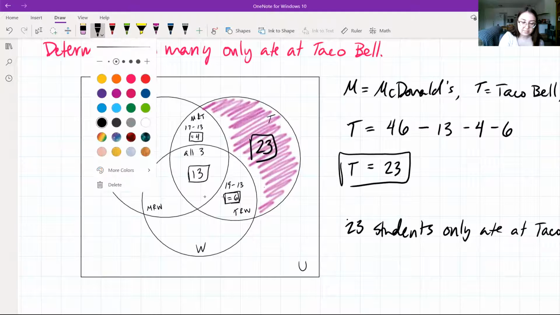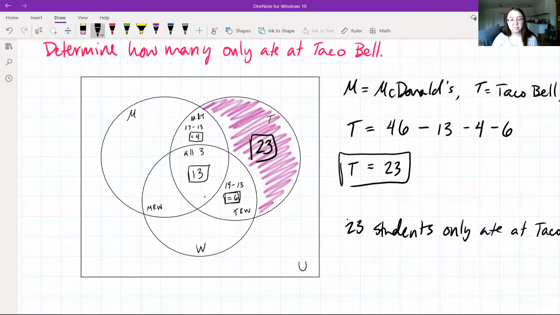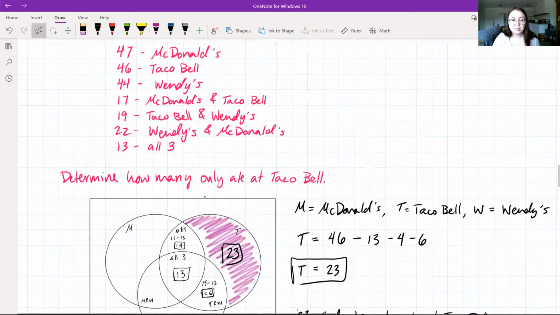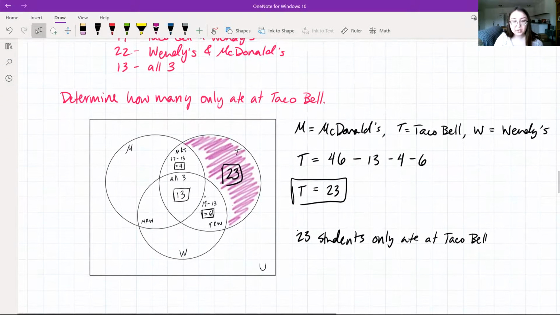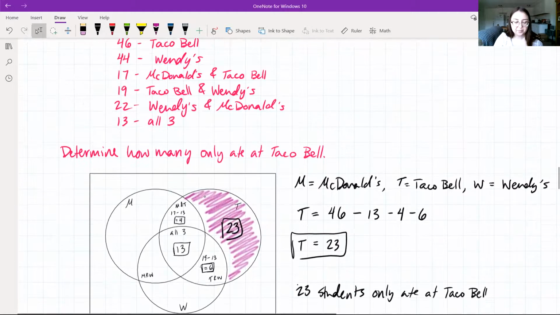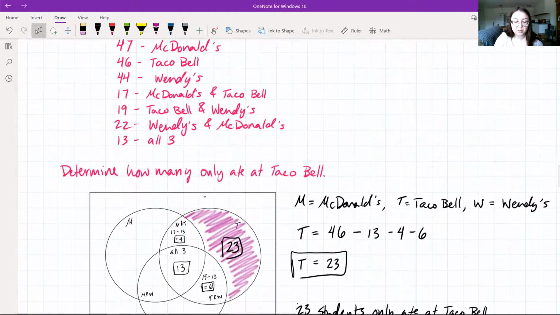So, we do the same thing as before. Let's start with McDonald's. We know 47 people ate at McDonald's. We already have 2 of the regions filled out. Now we just need our last region. So we have who ate at McDonald's and Wendy's.